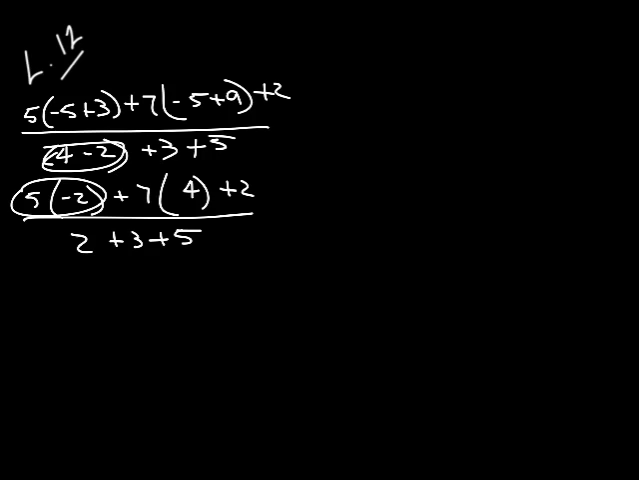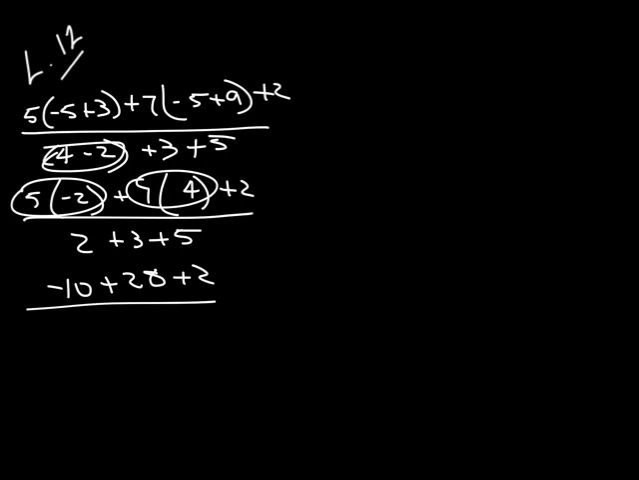Okay, let's multiply those. Multiply those. We're going to add the whole bottom. 2 plus 3 is 5 plus 5 is 10. Remember, this is an 8. So negative 10 plus 28 is positive 18 plus 2 over 10, which is 20 over 10, which is equal to 2, which is what the book has for an answer there.